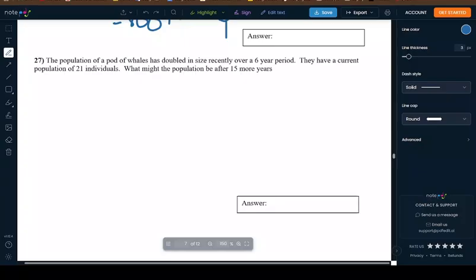Anyways, let's write our model. So our base individual is 21. That's how much we started with. And what's our doubling period? Our doubling period is 6 years. So times 2 to the n over 6. And you have to do the same let statement, and n equals 15. So 15 divided by 6, you're getting 5 over 2. So 2 to the 5 over 2 power times 21, you're looking at around 118.